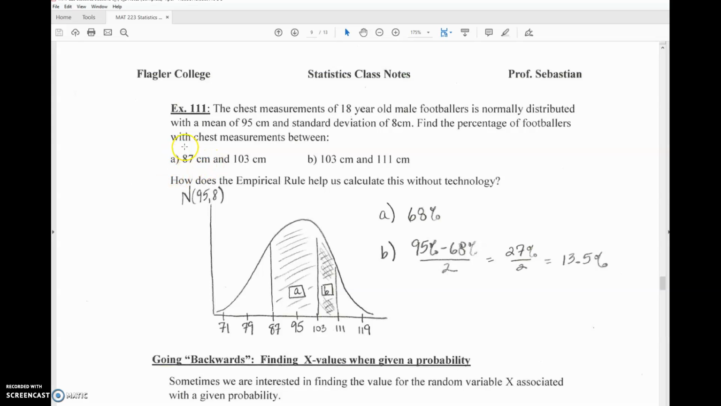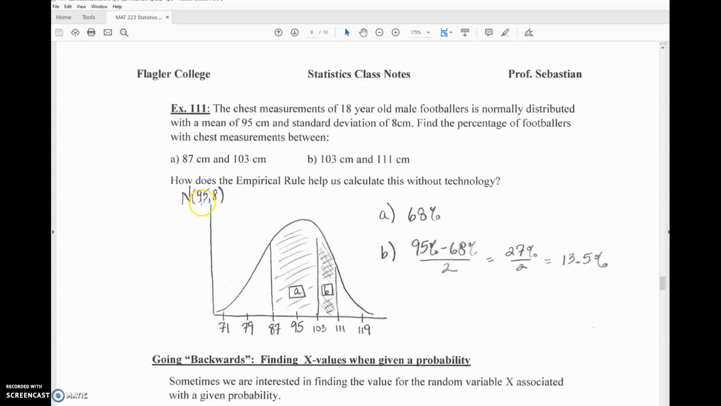So we can still use the empirical rule if the ranges we're trying to find fall right on standard deviation lines. So for example 111, the chest measurements of 18-year-old male footballers is normally distributed with a mean of 95 centimeters and a standard deviation of 8 centimeters. So let's find the percentage of footballers with chest measurements between A, 87 centimeters and 103 centimeters, and B, 103 centimeters and 111 centimeters. So we're going to use the empirical rule. How does that help us to calculate this without technology?